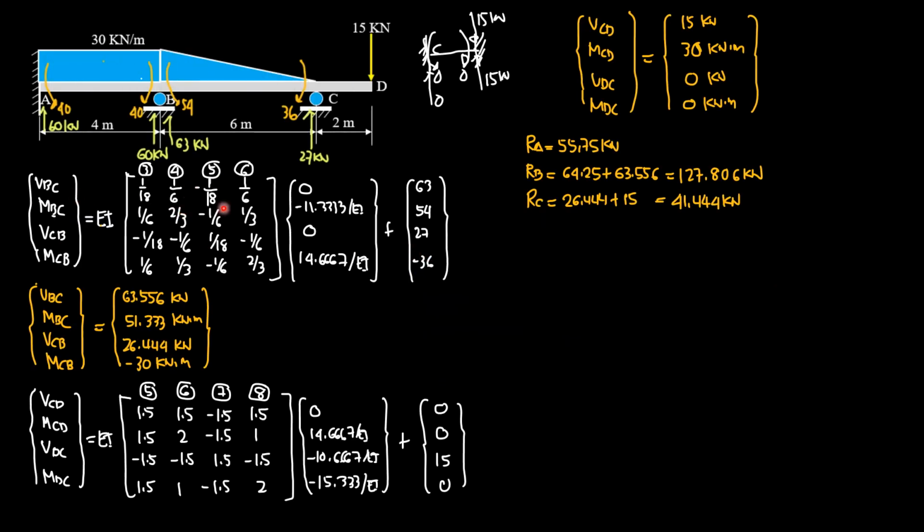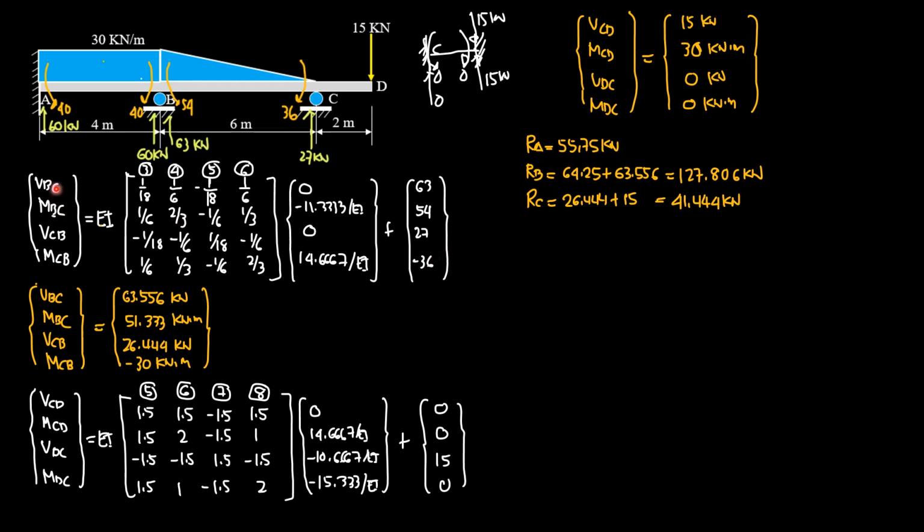So this is the stiffness of BC, EI times this stiffness, we just copy. Delta B is 0, theta B negative 11.333 over EI. Delta C is 0, then theta C 14.6667 over EI. So plus fixed end forces 63, positive 54, then on the right end 27, then negative 36.